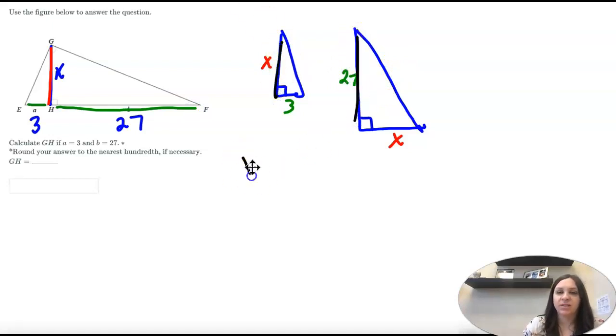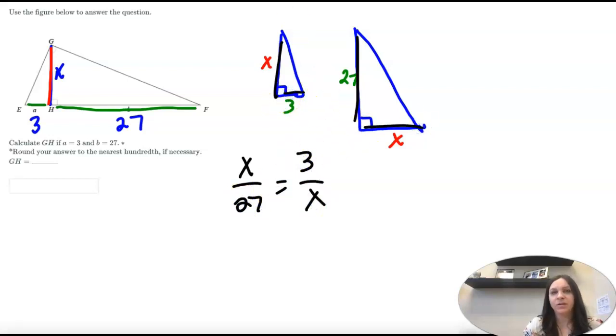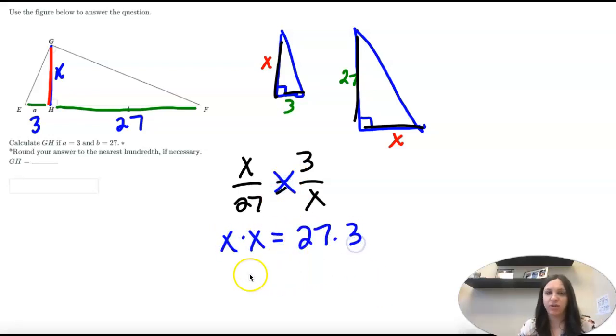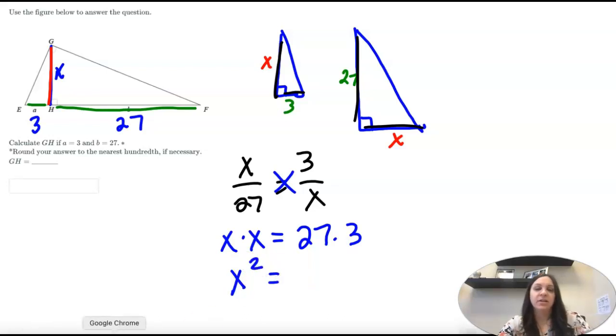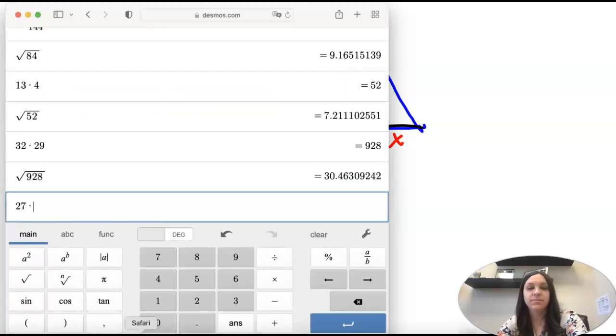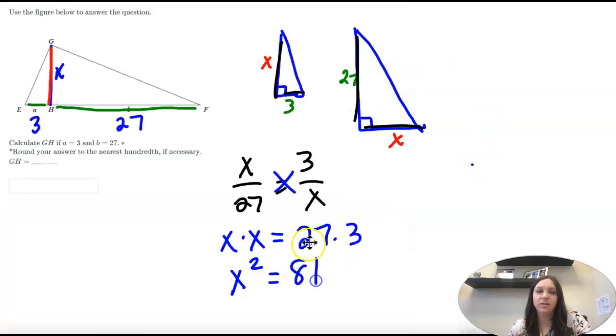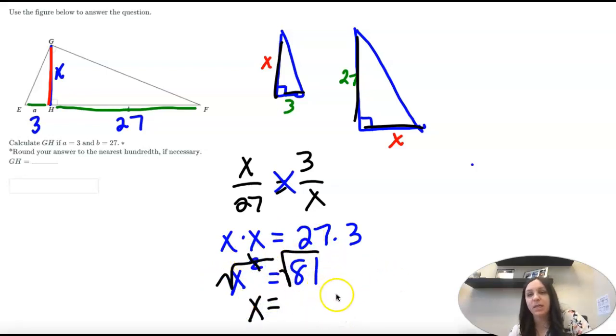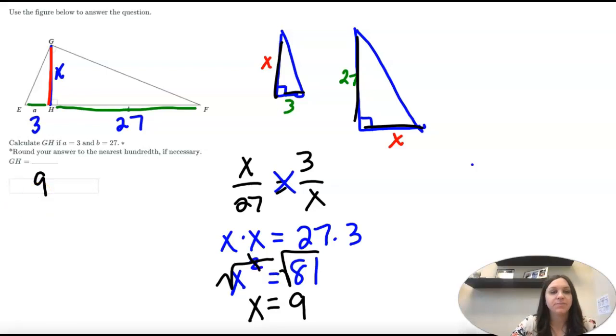So x goes to 27, as 3 goes to x. Let's cross multiply, so we have x times x equals 27 times 3. X squared is equal to 81. To get rid of a square, you square root both sides. 81 is a perfect square, meaning that the square root is 9, because 9 times 9 is 81. That's how we get square roots and perfect squares to work together.